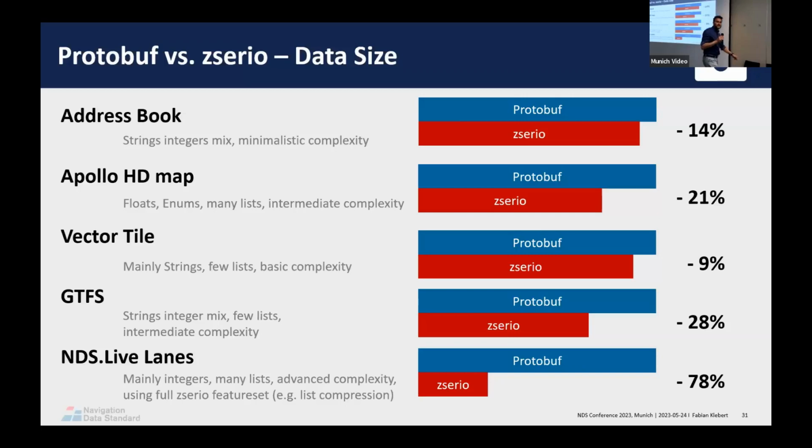So for NDS Live Lanes, it's understandable because Zero is optimized. But for the others, you say you didn't optimize, and still it's smaller in size. How do you explain that? The smaller size basically comes from what I call the wire format, yes or no, right?